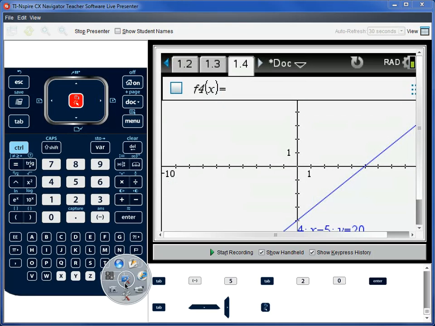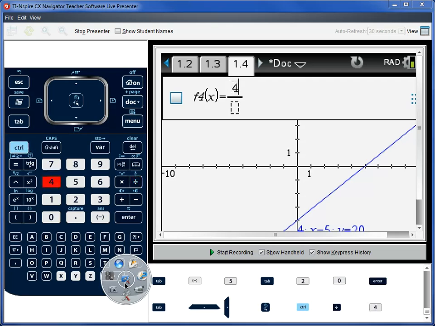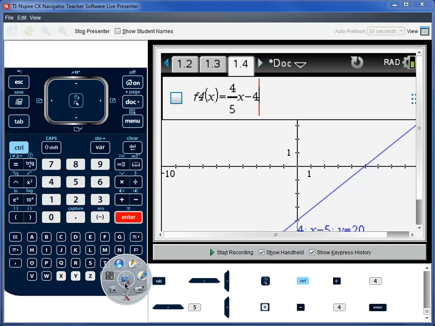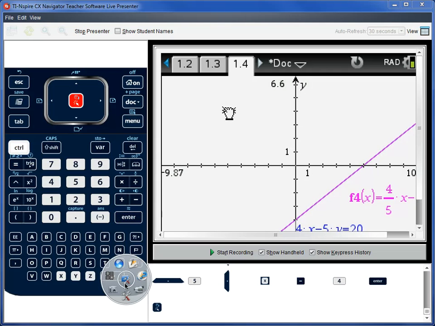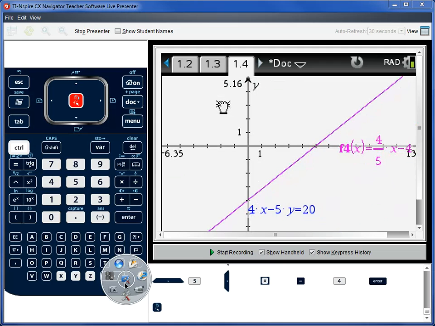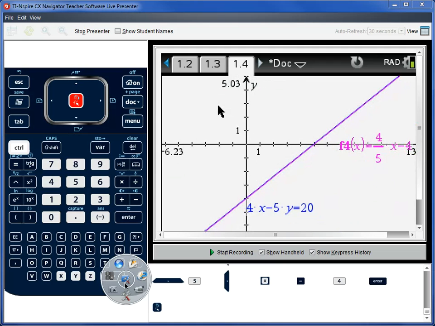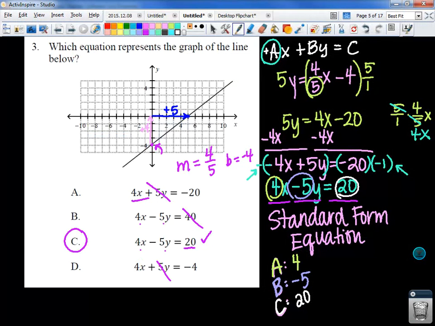All right, so now I'm going to type in 4/5 x -4. And it graphs in the same location as the picture from our problem, as well as graphing in the exact same location as answer choice C. So we're good on answer choice C.